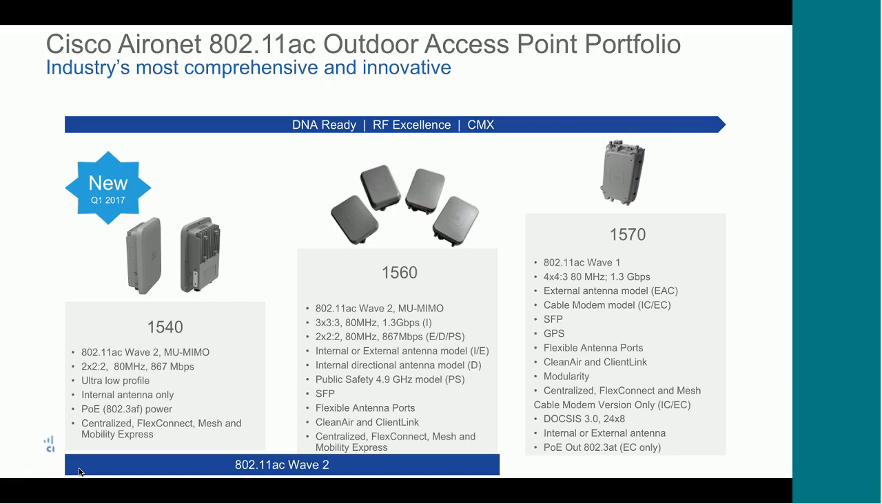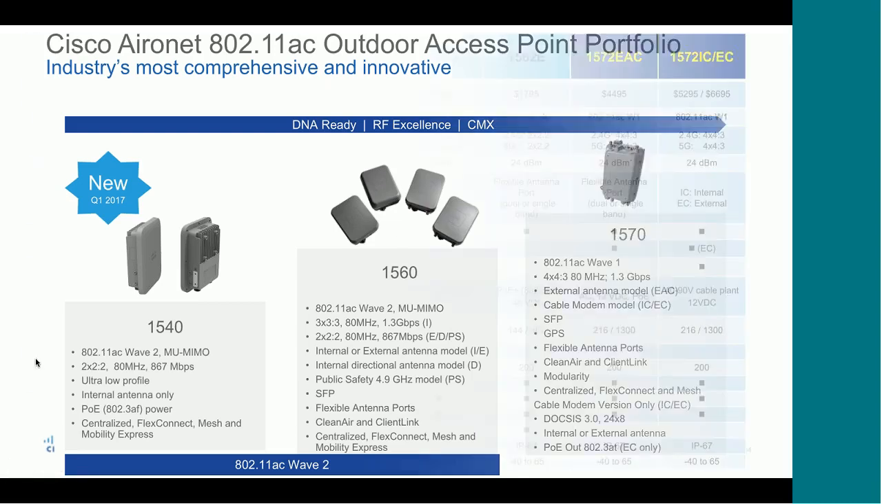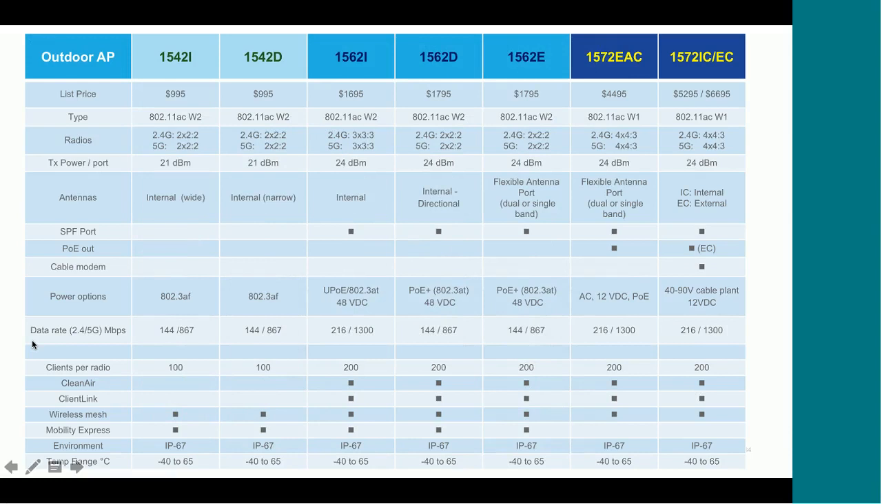You have the 1560, which is sort of the best in class of the low and the high. It comes in various flavors depending on which market you're positioning this for and what the use case is. You have the internal antenna, you have the external antenna, you have the directional antenna, as well as you have the public safety option for that as well. And unlike the 1540, it also has other capabilities like SFP ports, which you can take more capabilities on it.